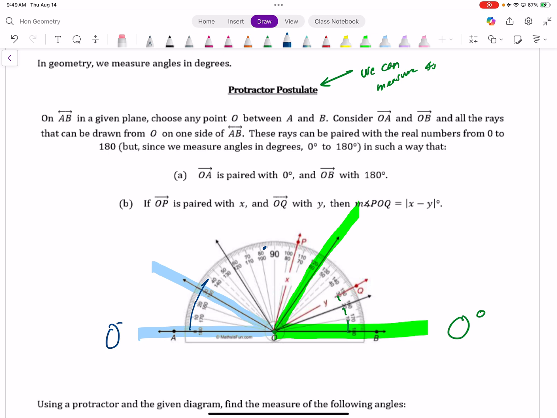But it's just saying that, let's say OP, we'll call this X degrees. I'm down here now. OQ, let's say that's pointing at Y degrees. If you're looking for how big this angle is, then we could just take the absolute value of that difference. It wouldn't matter if you did Y minus X or X minus Y. And we'll do this down here at the bottom.